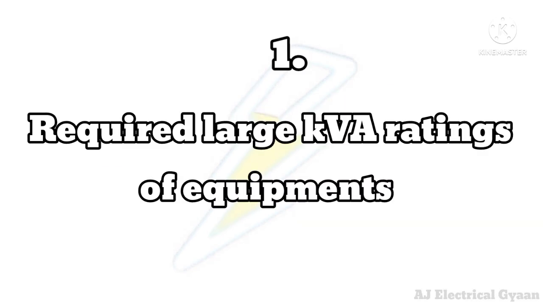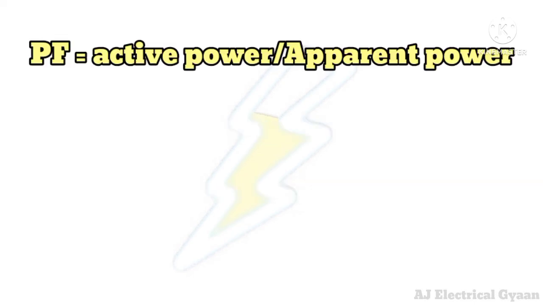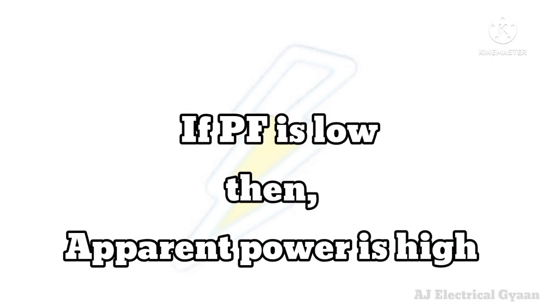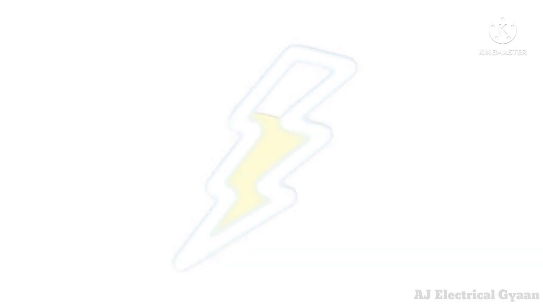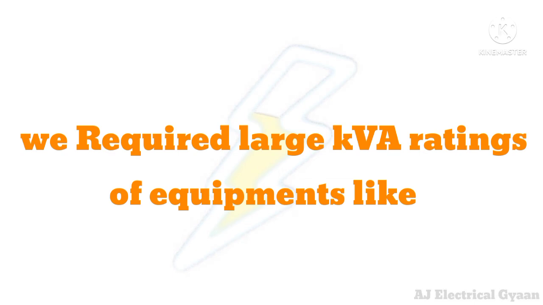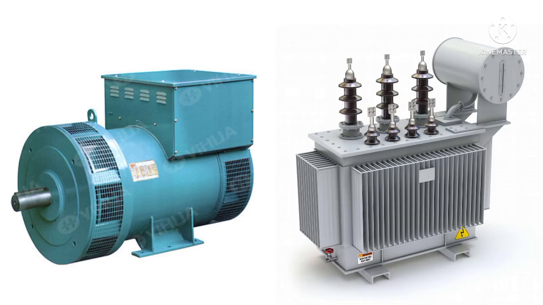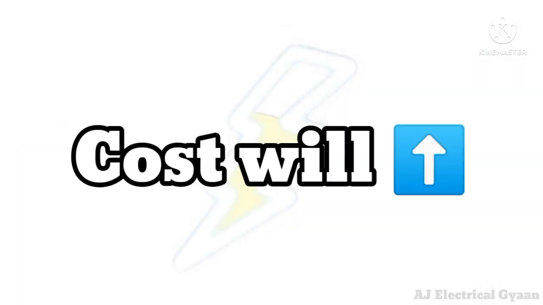Large kVA ratings of equipment are required. We know that power factor is the ratio of active power to apparent power. So, if power factor is low, then apparent power is high. That is, we require a large kVA rating of equipment like alternators and transformers. Hence, its cost also increases.